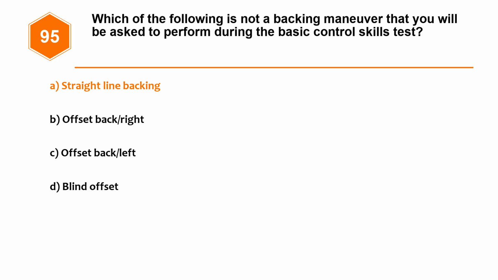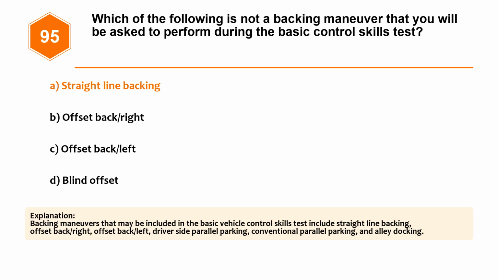The correct answer is option A, straight line backing. Explanation: backing maneuvers that may be included in the basic vehicle control skills test include straight line backing, offset back/right, offset back/left, driver side parallel parking, conventional parallel parking, and alley docking.